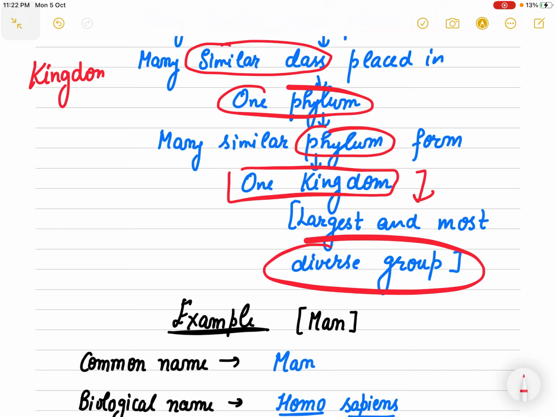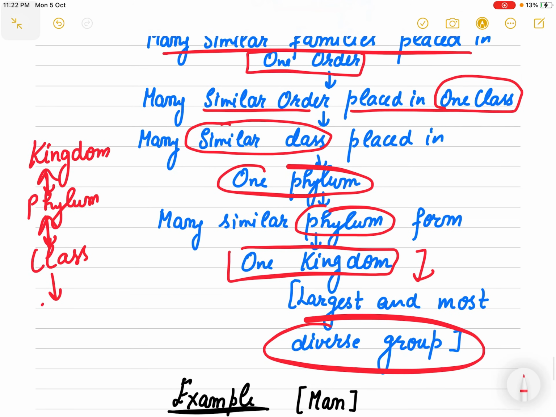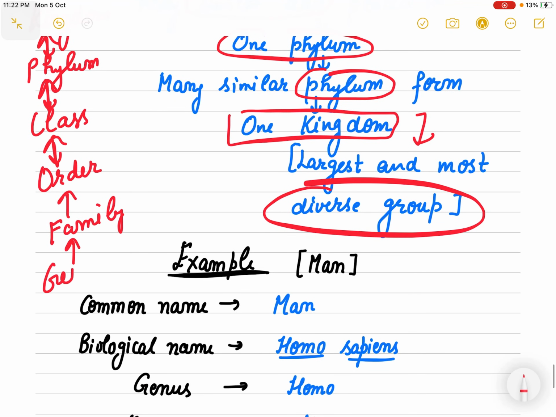So we have kingdom, phylum, right? We have kingdom, phylum, class. I will use this arrow. Class. Then there is the order. Then there is the family. Then genus. And finally, we have the lowest one, that is the species.